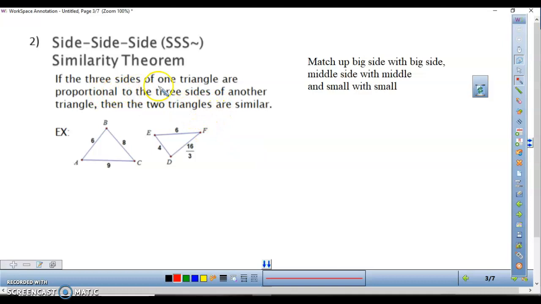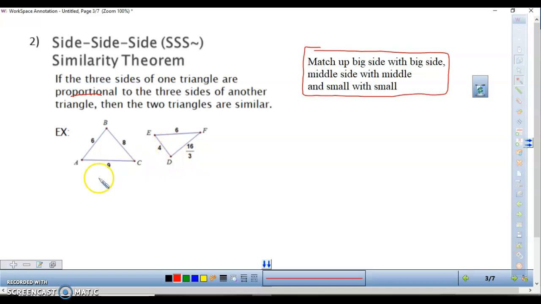This says that if 3 sides of one triangle are proportional to 3 sides of another, then the triangles must be similar. Remember, proportional means in the same ratio. Now, here is an important note. When you're testing this, you want to make sure that you match up the big side with the big side, the small side with the small side, and the middle side with the middle side. Because if they're going to be corresponding sides, the biggest side in this triangle would have to correspond with the biggest side in this one, and so forth. So check it out. Here's what I mean.